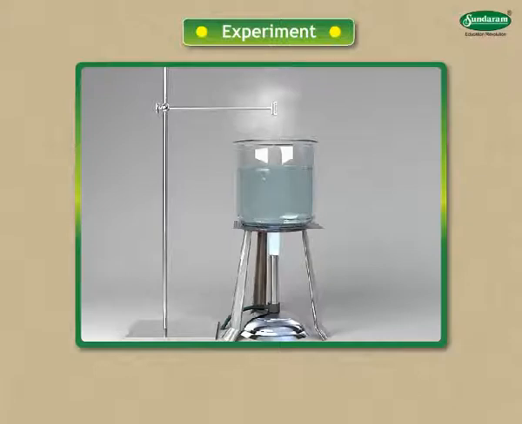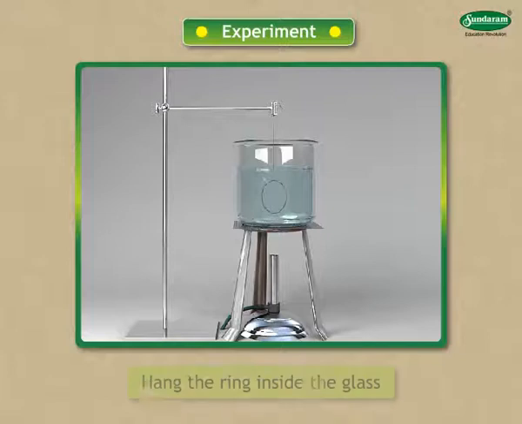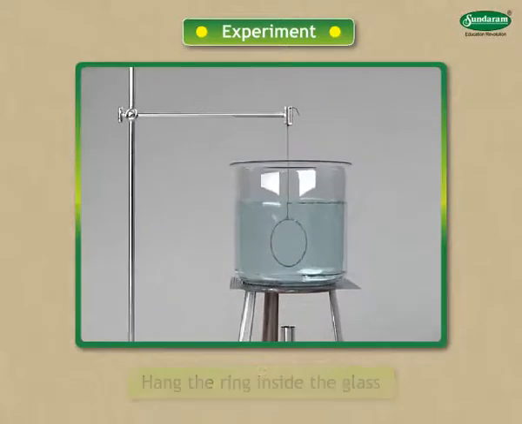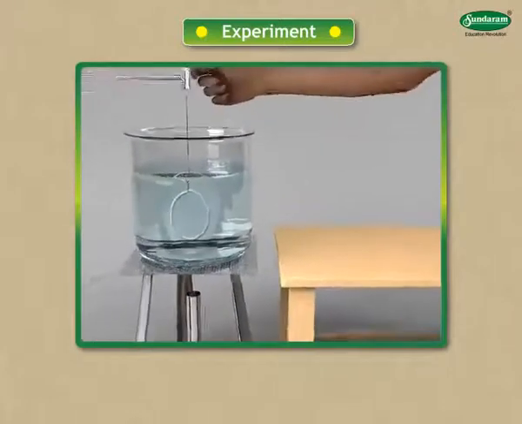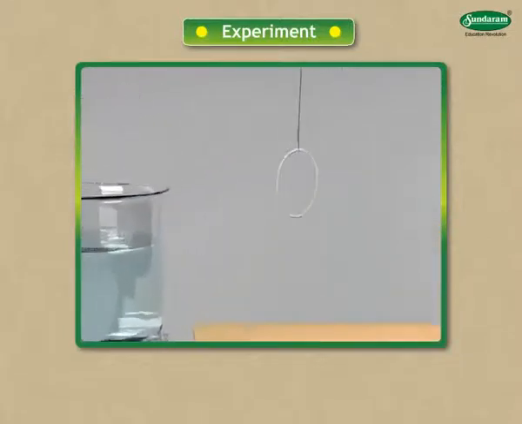Now allow the water in the glass to cool. Take a wire ring and tie a piece of thread to it. Hang the ring inside the glass as shown in the figure. After a week, take out the ring carefully. Observe its color and size.